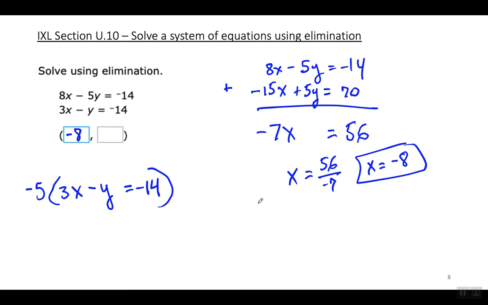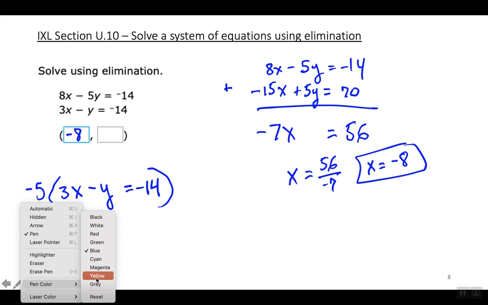Now I'm going to substitute negative 8 for x on the bottom equation because it looks a little easier. Ahora voy a sustituir negativo 8 para x en la ecuación de abajo porque me parece más fácil.